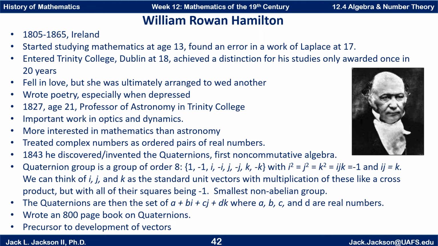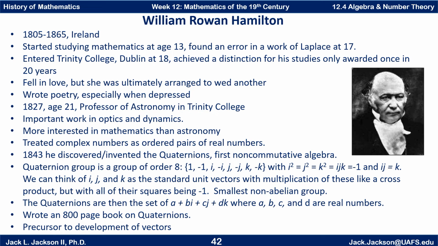I want to talk a little bit about Hamilton, William Rowan Hamilton. He was born in 1805 and died in 1865 in Ireland. He started studying mathematics at age 13. He was good enough that he was able to find an error in the work of Laplace at 17. He entered Trinity College, Dublin, at 18 and achieved a distinction for his studies that was only awarded about once every 20 years.